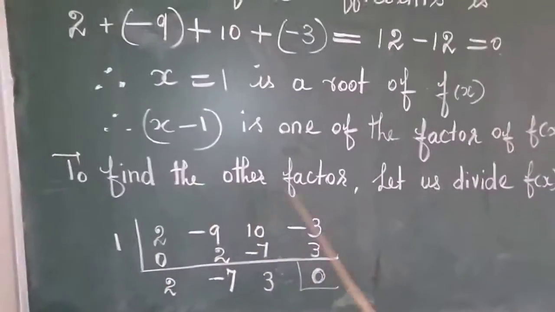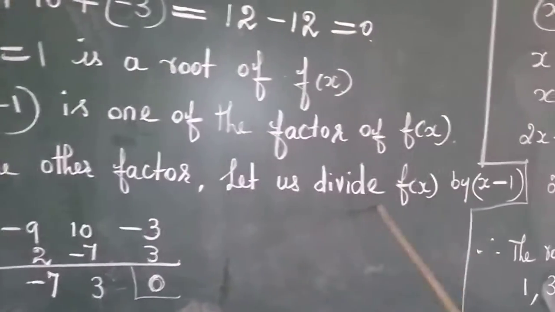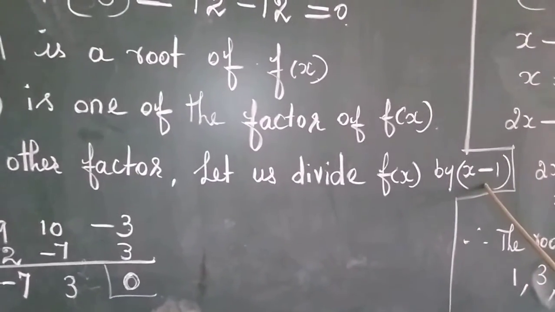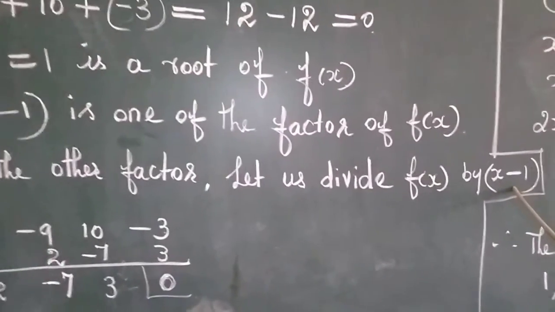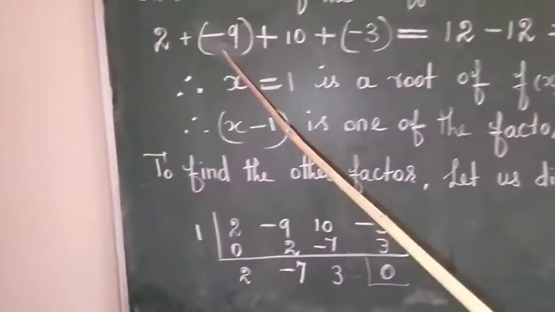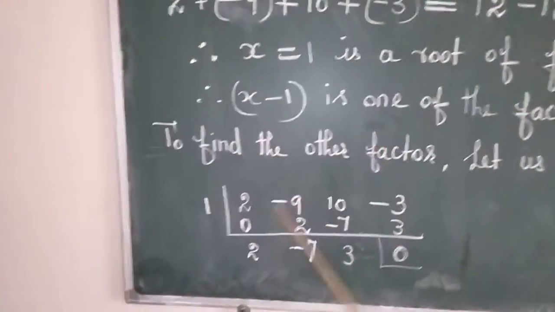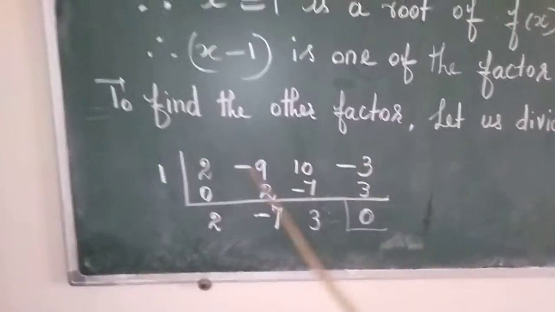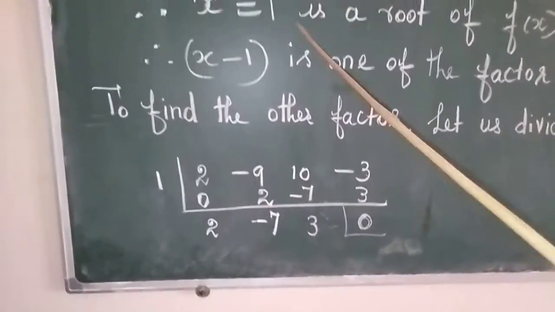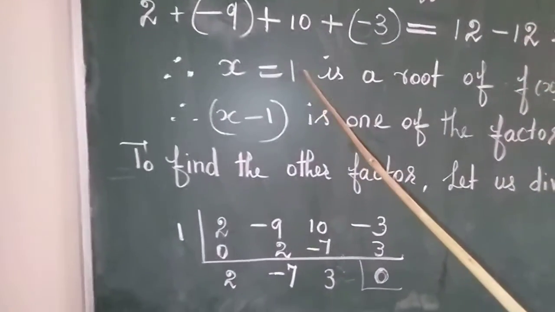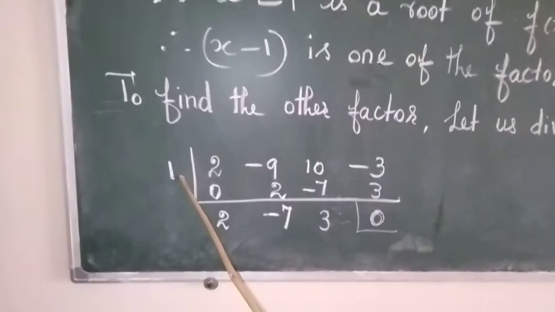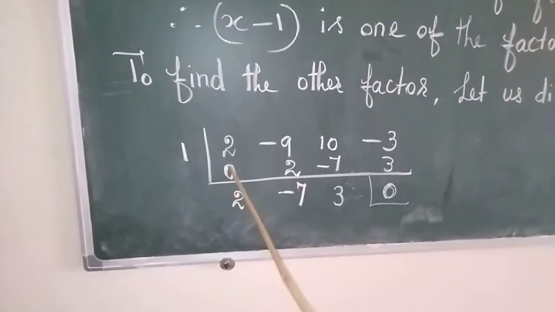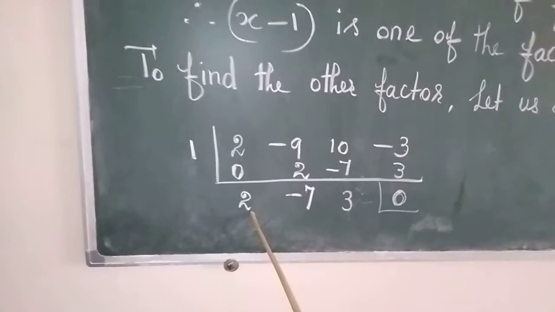Now to find the other factor, let us divide f of x by x minus 1. That is one way you can find the other factors. Otherwise, we can take the coefficients of f of x, that is 2, minus 9, 10, minus 3, and this can be divided by one of the roots. What we found out is 1. By 1 we can divide this. If we divide by 1, first you have to put here 0. Now 2 plus 0 is a 2.